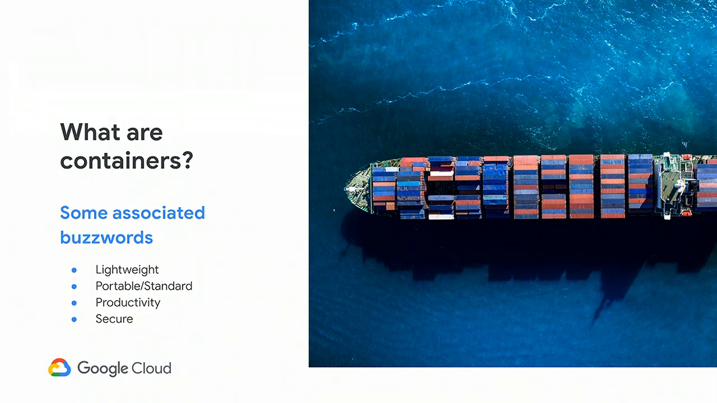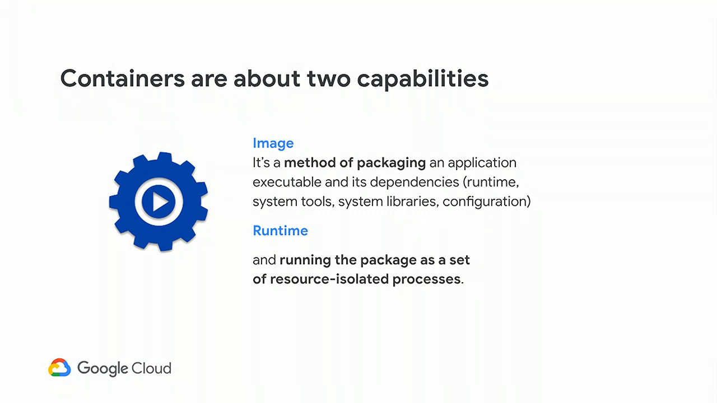So you hear a lot of buzzwords associated with containers, that they're lightweight, portable, fast, and so on. Let's look at what this really means. Containers in themselves are really about two technologies. First, it's a way of packaging your application and all of its dependencies into a single image. And the second capability is the ability to run that image in an isolated set of processes. Those are the two main things that containers provide you. They let you package everything that your application needs into one single image and then provide you a mechanism to run that image in an isolated manner.